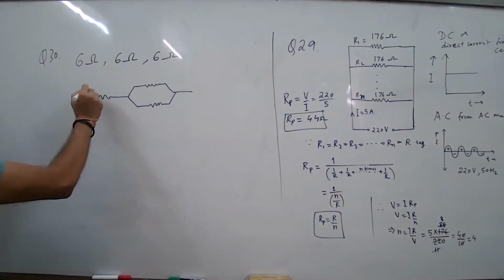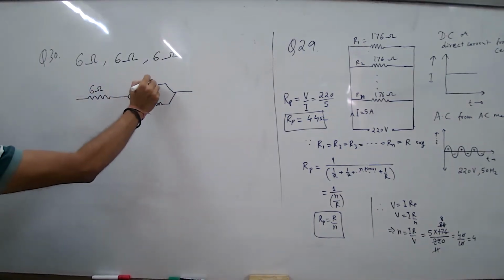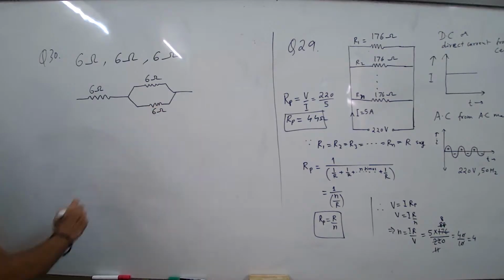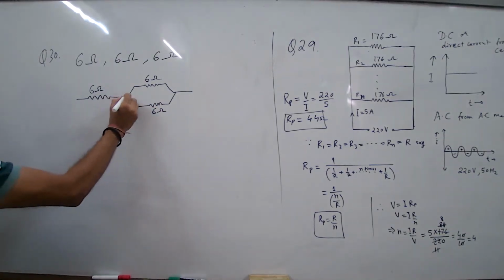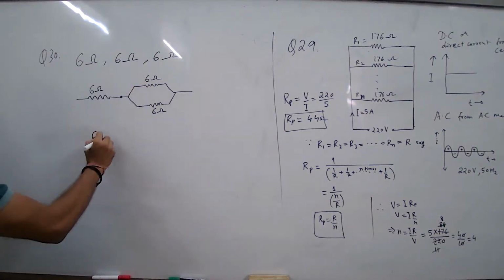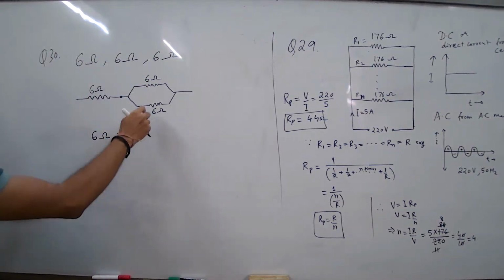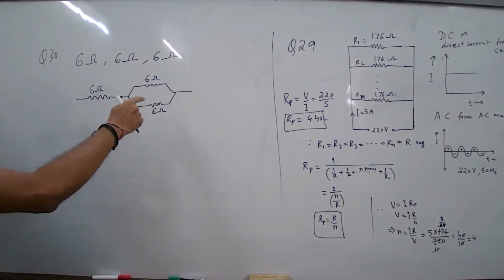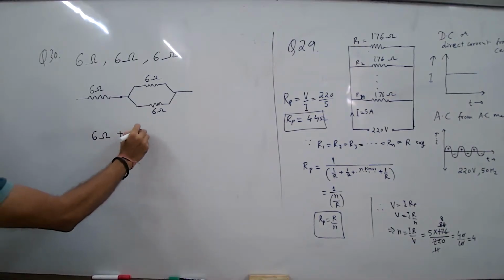Okay. So this is 6 ohm, this is 6 ohm, this is 6. So what is the combination of these two? Whatever answer comes here, that will be in series with this. So if you have only two resistances in parallel, then you can use product by sum.